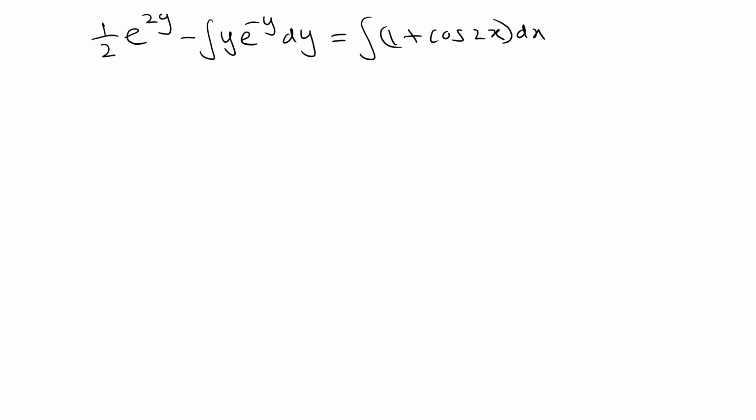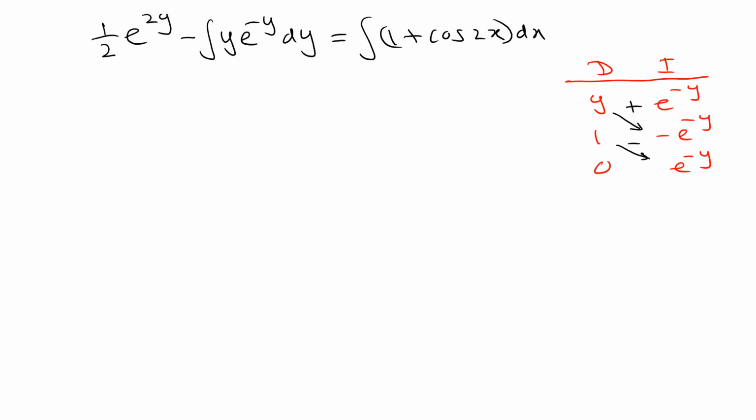So we use a DI for the second one. So what do you do? We write y and then e to the minus y. So take the derivative, take the integral, take the derivative, take the integral, until you get a 0. And then we multiply across the diagonal, starting with a plus sign. That's the idea. So that means we're going to get the answer to the first two.